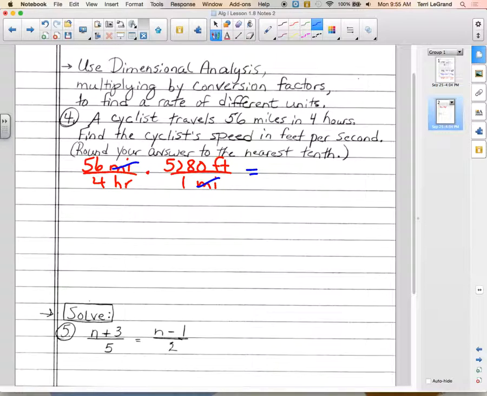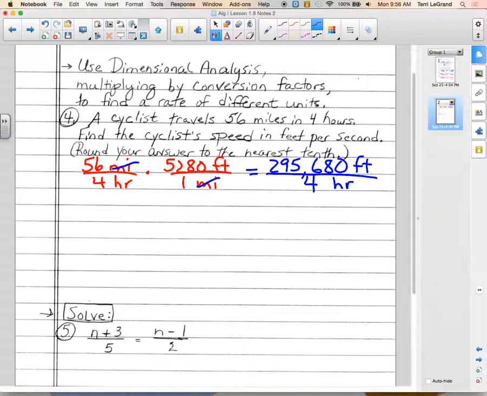So we're going to take 56 times 5,280. Would you do that, please, on your calculators? 56 times 5,280. 295,680. Okay, what are those right now? Feet. That's feet, because that's the label left upstairs. And then downstairs, we have 4 times 1, well, we don't need a calculator for that, and that would be what label? 4 hours.